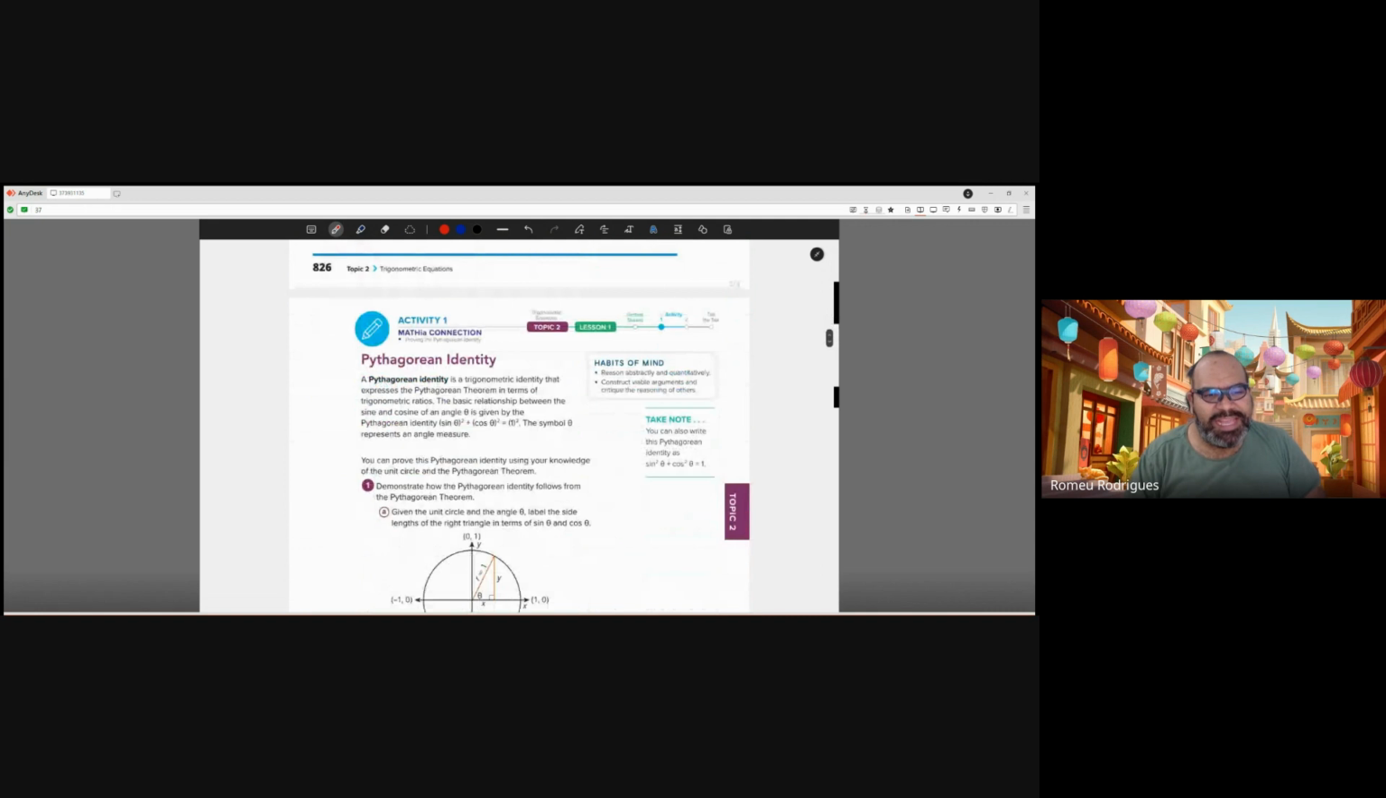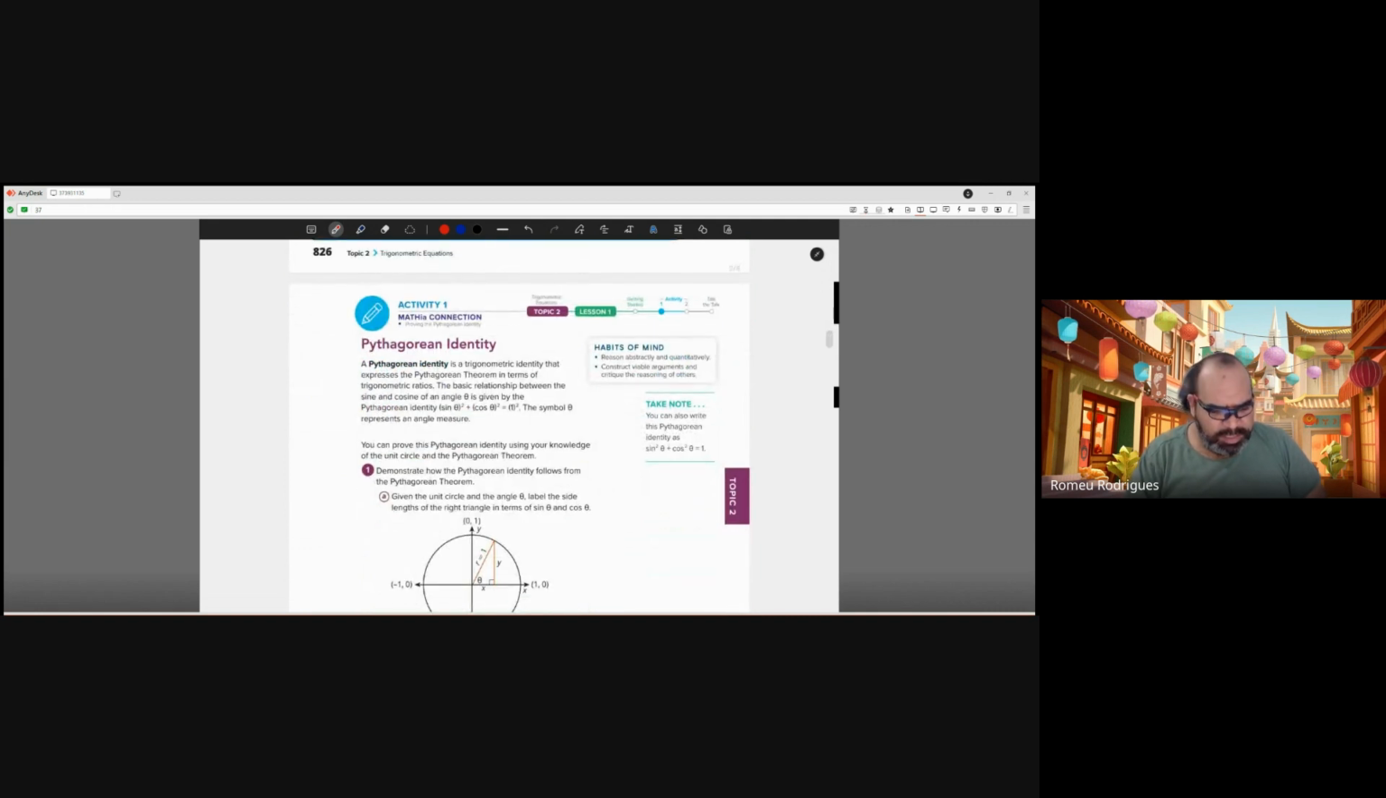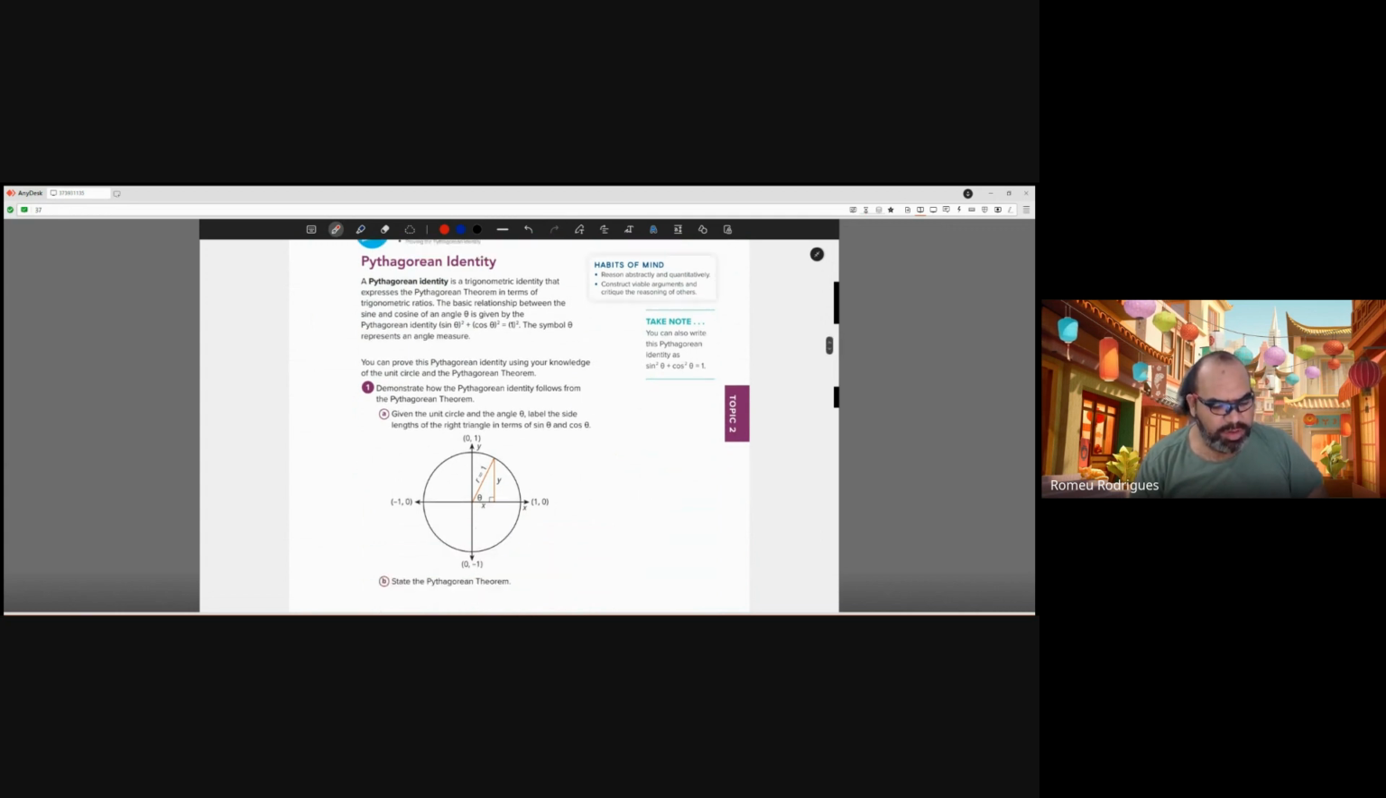The Pythagorean identity. A Pythagorean identity is a trigonometric identity that expresses the Pythagorean theorem in terms of trigonometric ratios. The basic relationship between the sine and cosine of an angle theta is given by the Pythagorean identity: sine theta squared plus cosine theta squared equals 1 squared. The symbol theta represents an angle measure. You can prove this Pythagorean identity using your knowledge.